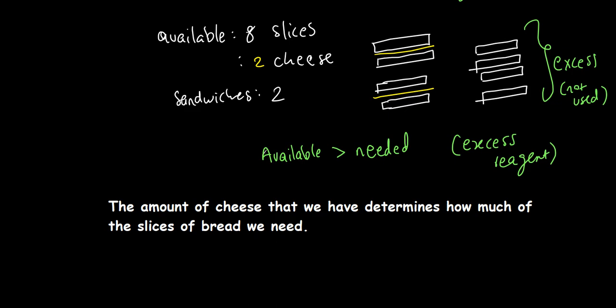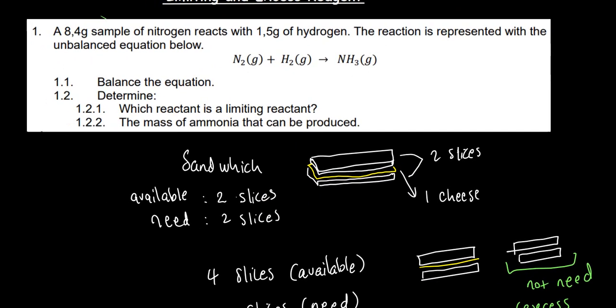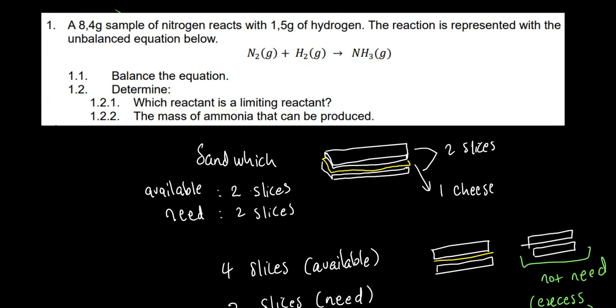Let me go back to chemistry. Let me give you an example here. We have 8,4 grams of nitrogen, which is this one. And then it reacts with 1,5 grams of hydrogen, which is this one. So both of them react with one another. This is the reaction part whereby they are forming something. They are forming ammonia, which in our case is like forming a sandwich. But they said it's unbalanced. So how do we balance this? I think that is the first question. Can you quickly balance it?